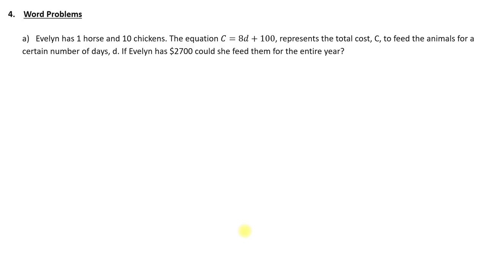Evelyn has 1 horse and 10 chickens. The equation C equals 8d plus 100 represents the total cost to feed the animals for a certain number of days, d. If Evelyn has $2,700, could she feed them for the entire year? So we'll just restate our equation. Cost equals 8 times days plus 100.